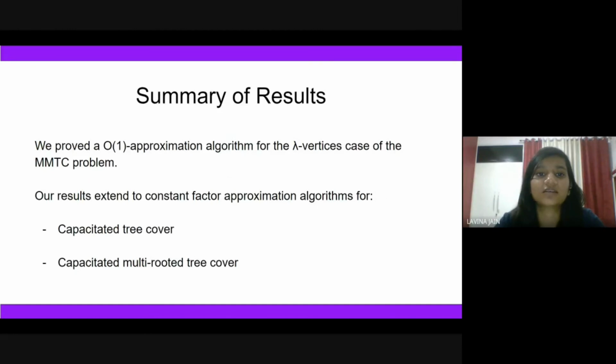To summarize, we have proven the constant factor approximation algorithm for the fixed capacity case of the min-max tree cover problem. Our results extend to the capacitated case, where each tree can have at most lambda vertices instead of exactly lambda vertices, as well as the capacitated multi-rooted case, where given a set of roots, each tree has to be rooted at a given root. I request everyone interested to have a look at our paper.